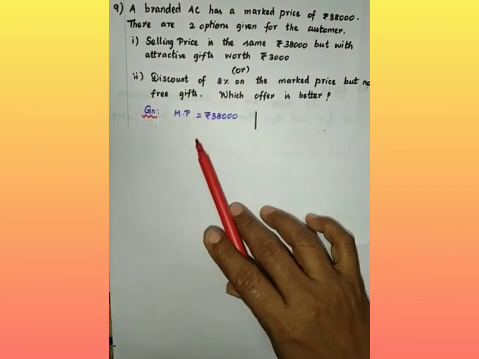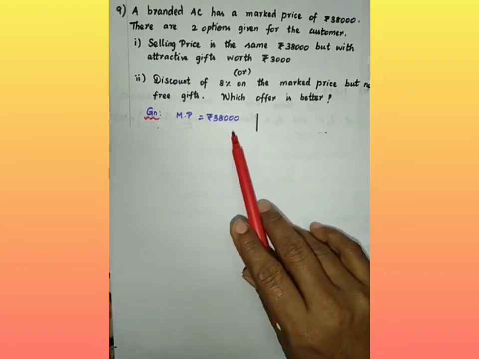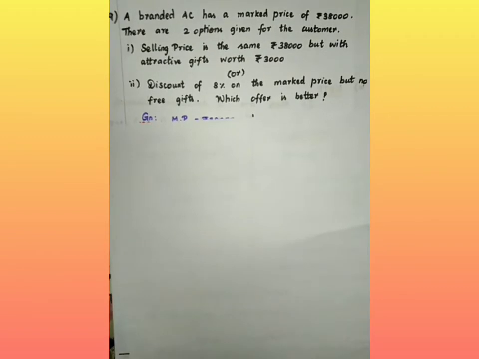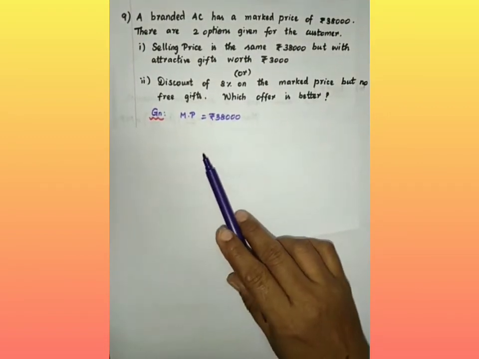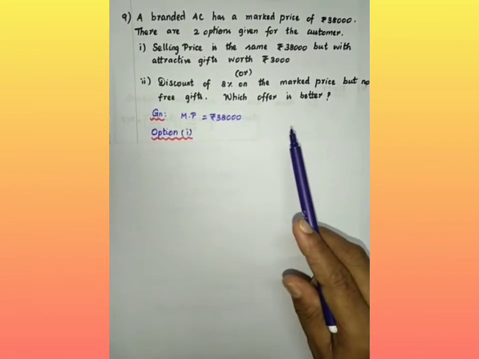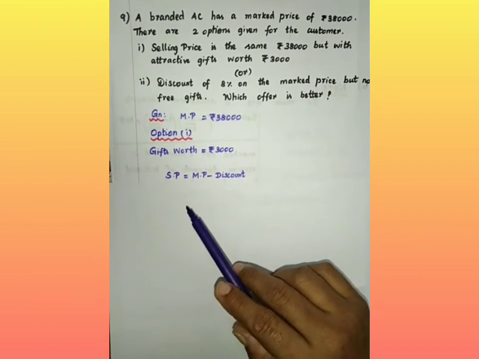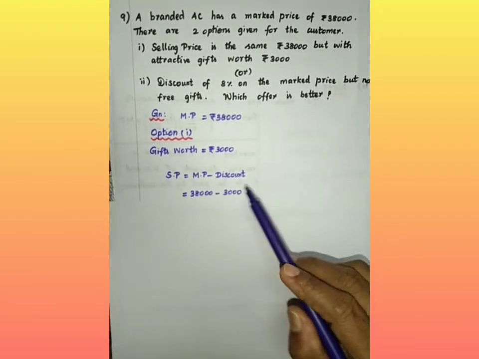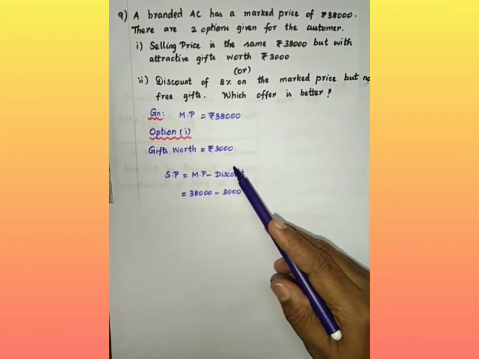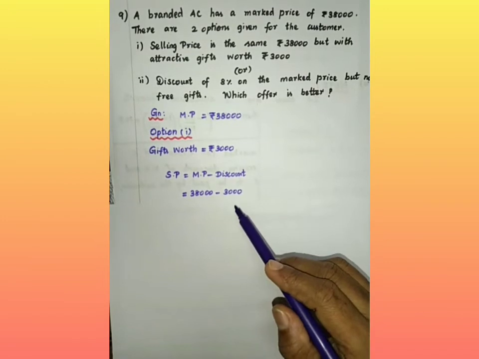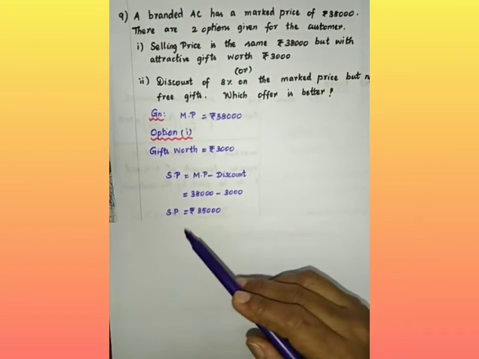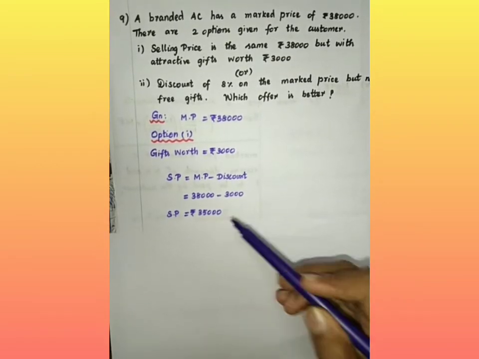So here the given MP is rupees 38,000 for the AC, and option 1 is a gift worth 3,000. That is, SP equals MP minus discount. MP is 38,000 minus the 3,000 gift worth, which means a reduction of the product price. That is, we can subtract 38,000 minus 3,000. So the actual price of the AC is 35,000.